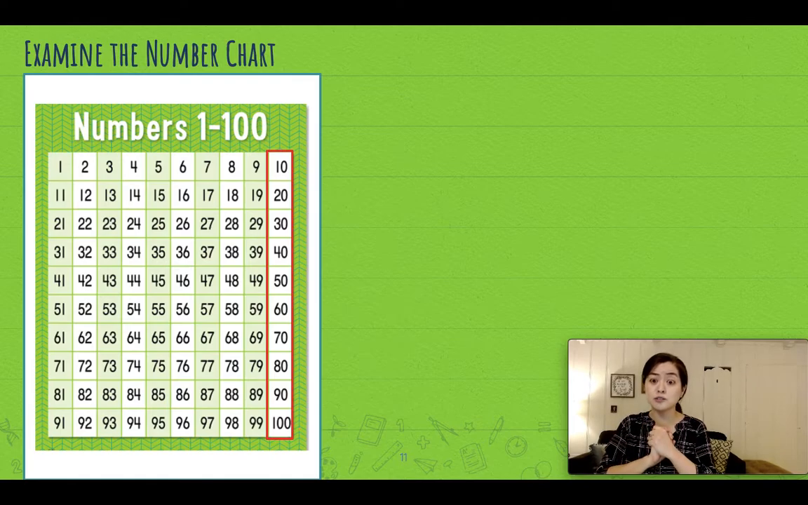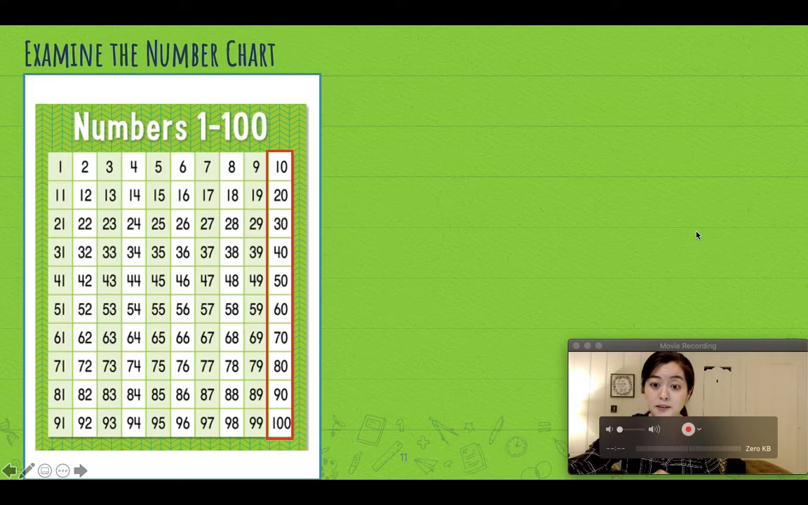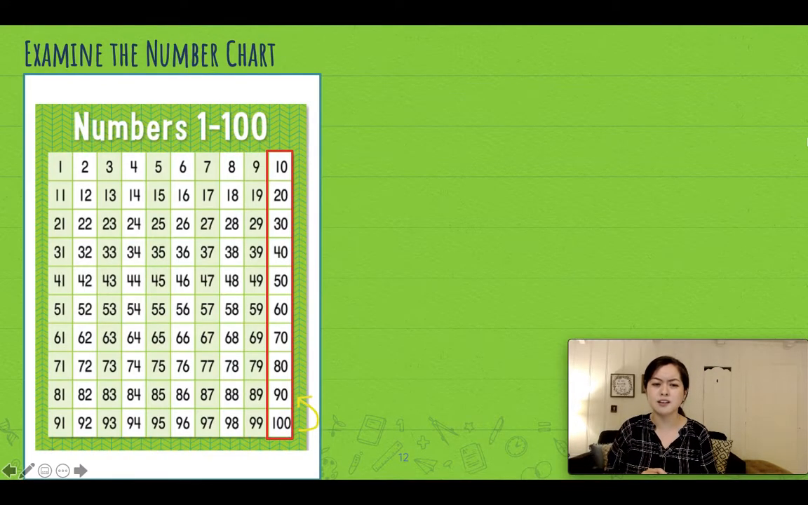Let's look at the hundreds chart again and look at these numbers here. 10, 20, 30, 40, 50, 60, 70, 80, 90, 100. Let's count backwards from 100. From 100 to 90, how do the numbers change? Do the numbers get bigger or smaller? They get smaller. How much smaller? By 10. We actually subtract 10. We do 100 subtract 10 and we get 90.